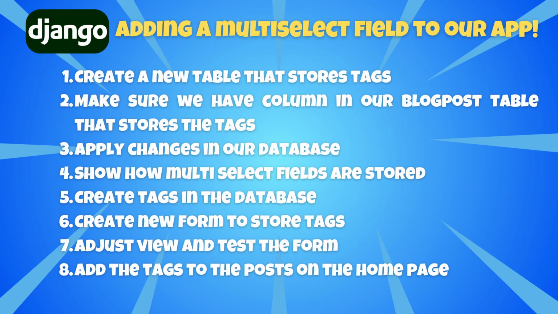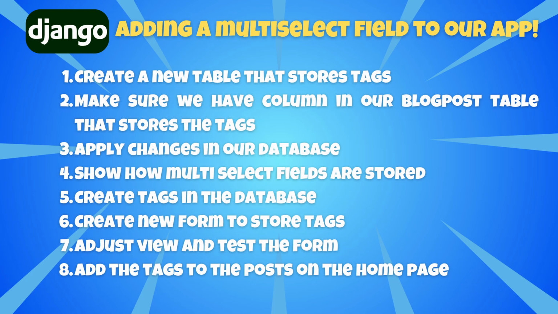We're going to start by creating a new table that stores the tags. So we can create different tags and display those to the user. Then we need to add a column in our blog post table that can store the tags. And we'll also make sure that those changes are being applied in our database.